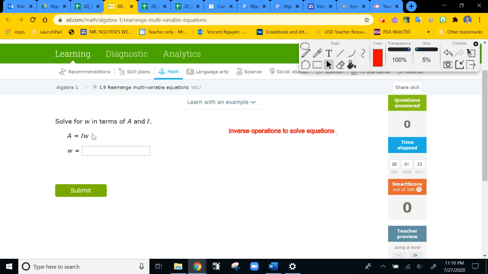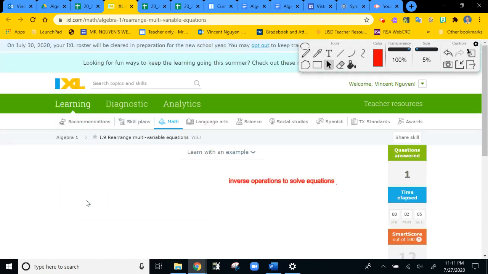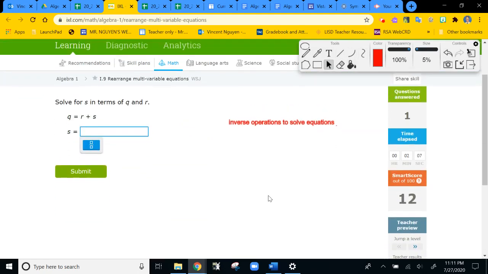If the L is being multiplied by W, the inverse operation of multiplication would be division. So I'm going to divide both sides by L, and I would get A divided by L on the other side. I'm going to type in A over L, using the fraction, putting capital A on top and the L on the bottom, and submit. Awesome.